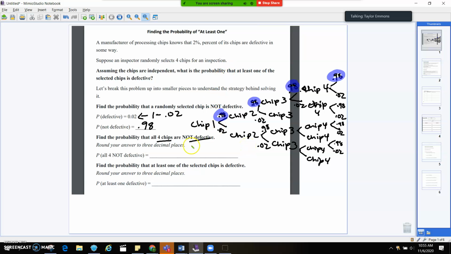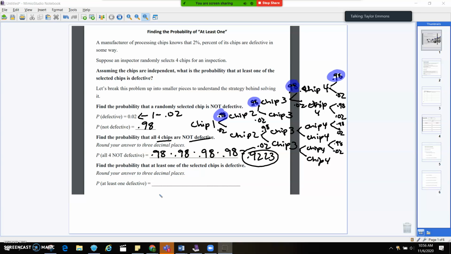Okay, so in order to figure out that probability, you're going to take 0.98 and multiply it by itself 4 times. So you're going to go into your handy dandy calculator and go 0.98 to the 4th power, which is going to give you 0.9223. So the probability of all 4 not defective is 0.9223.